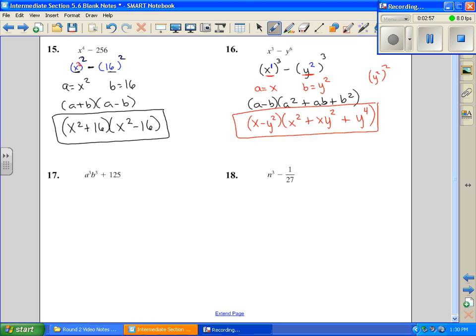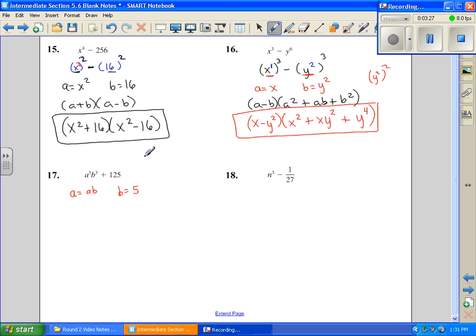Okay? Next, we want to move to number 17. There's no GCF. I see cubes, and 5 times 5 times 5 is 125, so this is a perfect cube. It's a sum. I need to name my A. My A is what's cubed in both of these. And my B is what's cubed to equal 125. So I've named my A, I've named my B.